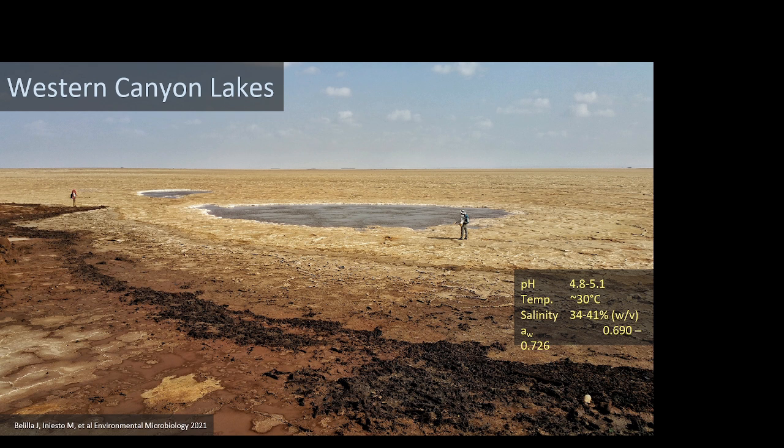There are some other systems that are not as extreme. So these are the Western Canyon lakes. The pH is acidic, up to 5. The temperature is more mild, and salinity can go up to 41%. But the water activity is still low.